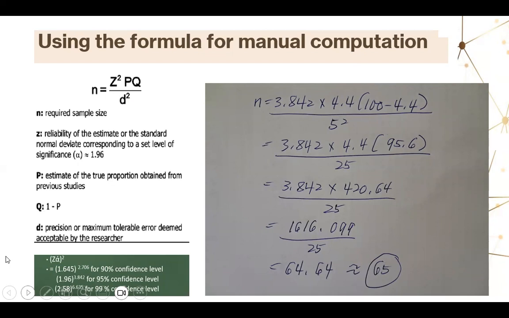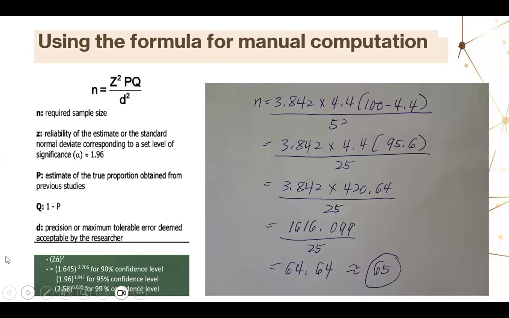Remember that if you're using whole numbers, you convert this to 100, no? But if you're using decimals, be reminded that the value of d should also be inputted as a decimal, so that it doesn't mess up your calculations. And then d is the precision, or the maximum tolerable error that is deemed acceptable by you as the researcher.